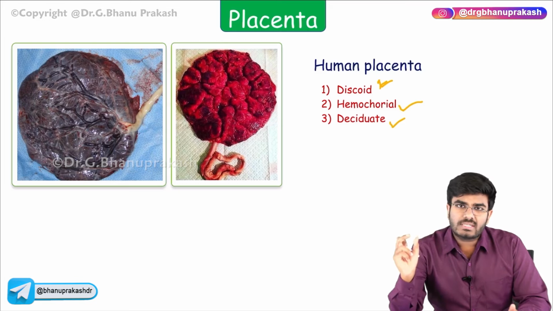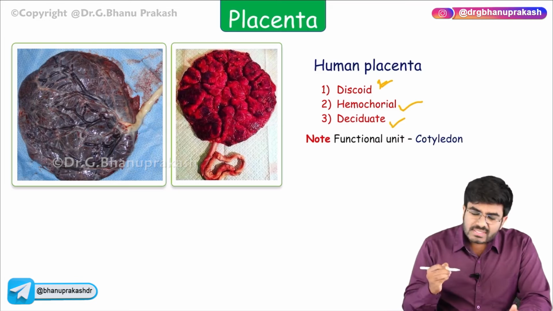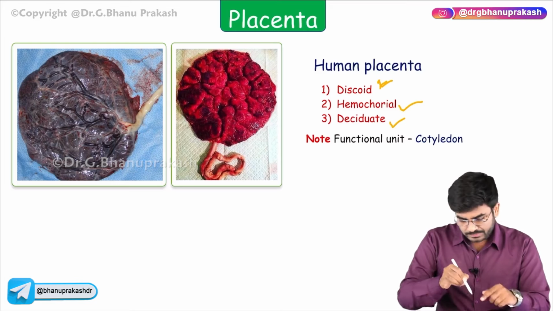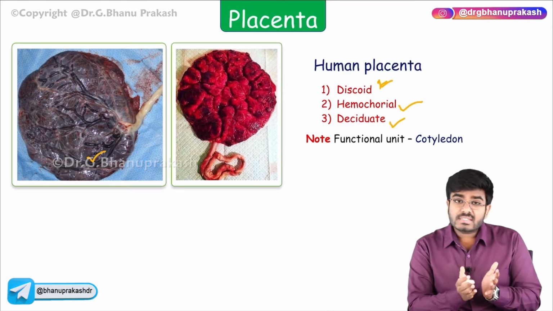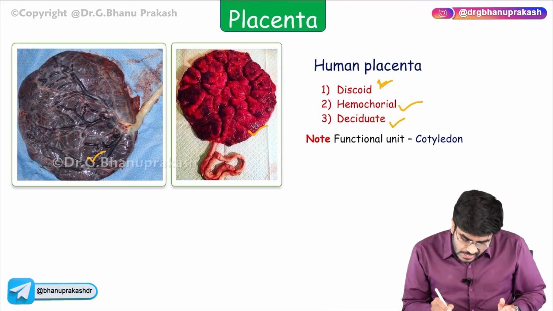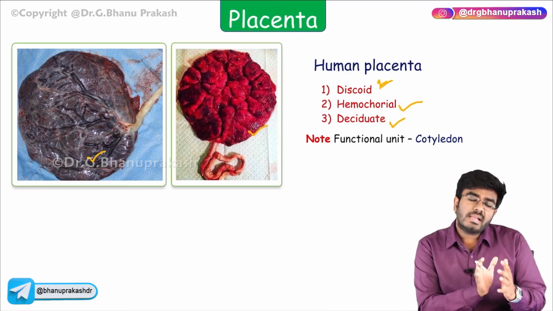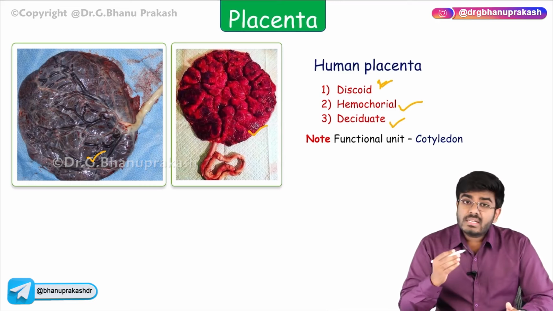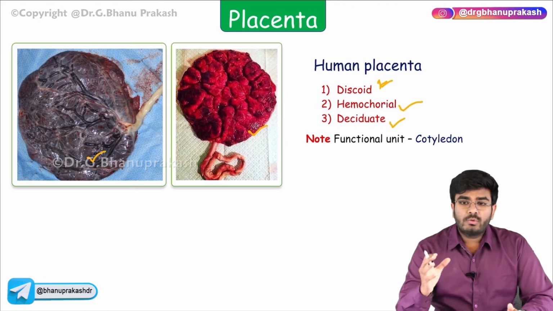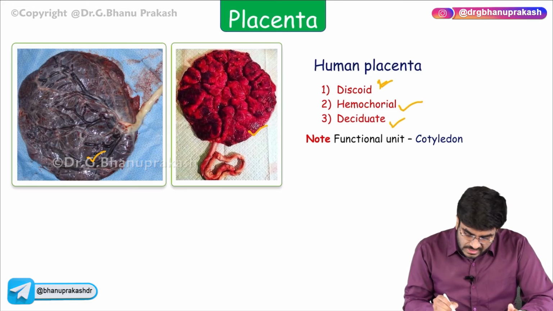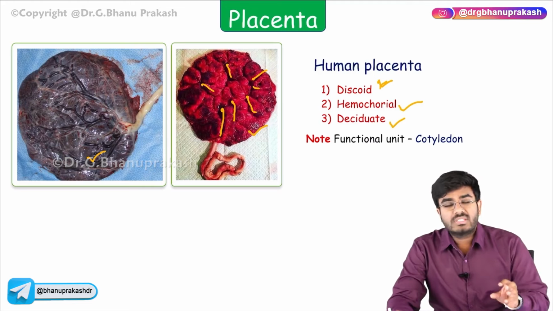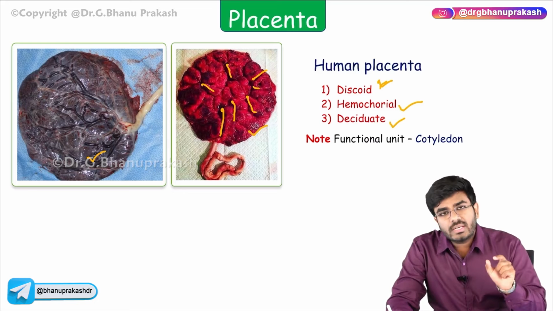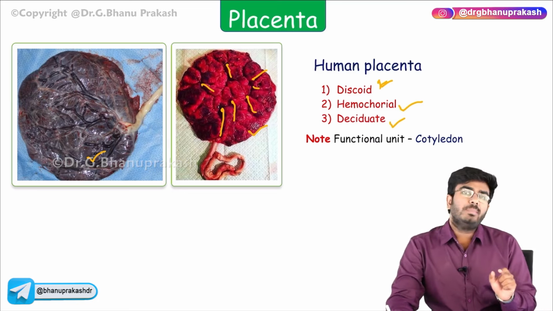Now guys, what is the functional unit of a placenta? The functional unit of a placenta is known as a cotyledon. What exactly is a cotyledon? Guys, in these two images, please concentrate. This is the fetal side, or the fetal surface of the placenta. Here, this dark red color is the maternal side of the placenta. The maternal side is divided into smaller units because of these cleft-like appearances. These clefts divide the maternal side of the placenta into small lobules. These lobules are known as the cotyledons, and cotyledons are the functional unit of the placenta.